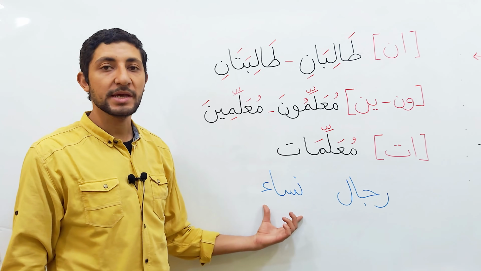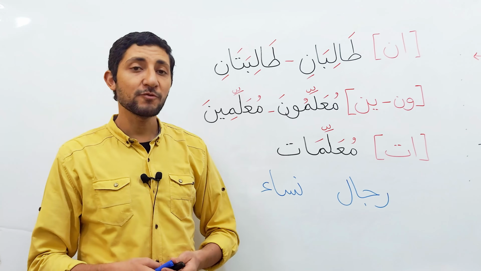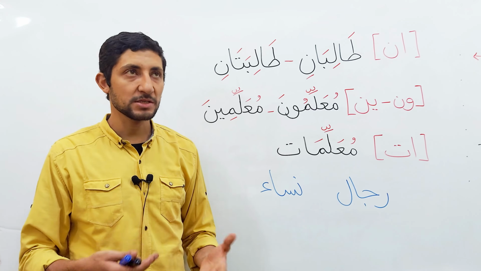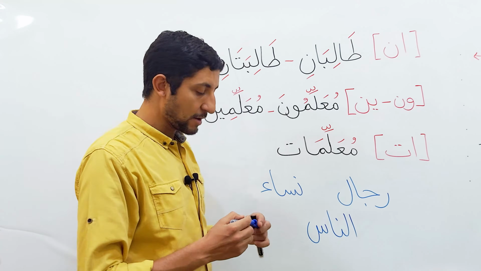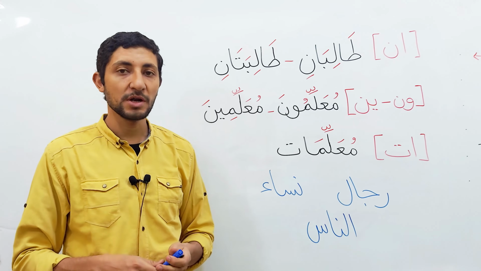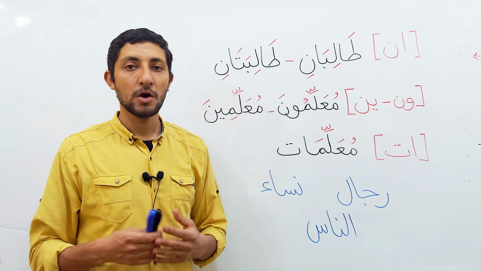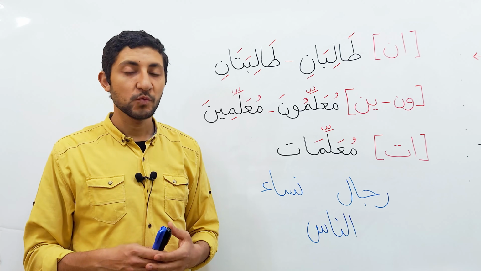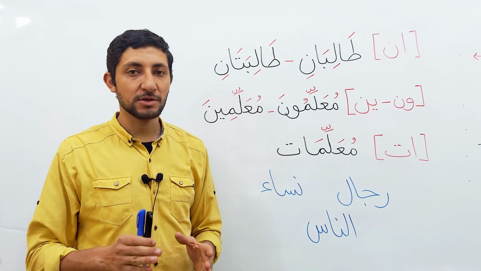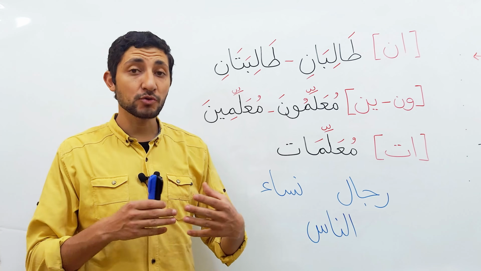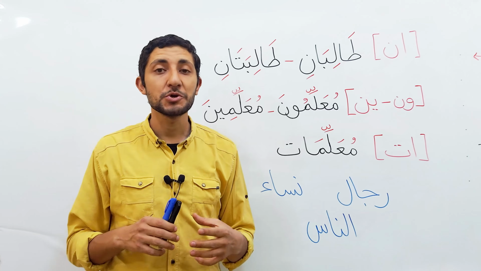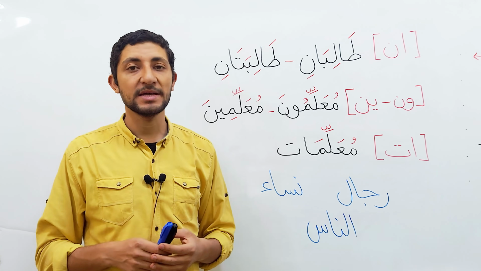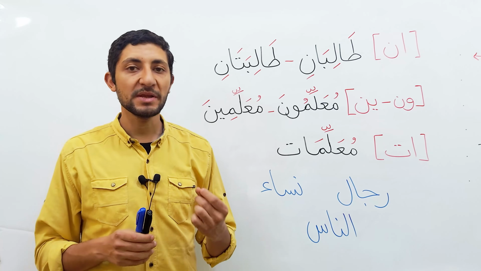What if we have a combined or mixed plural like الناس, people? How can we identify the gender of this word? Once we have a combined plural, we treat it as masculine. So if we have a group of females and among them there is only one male, we will treat the whole group as masculine. Masculine dominates feminine.